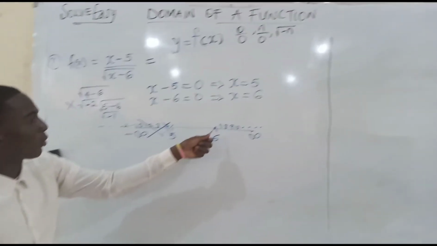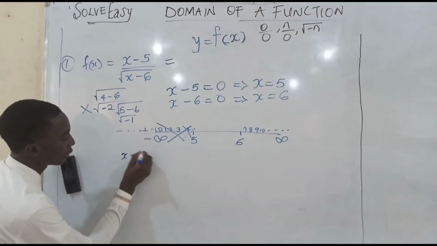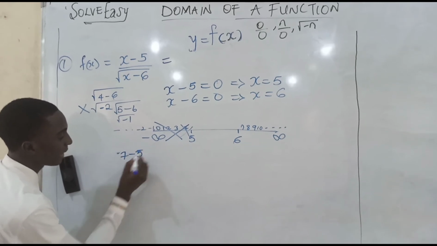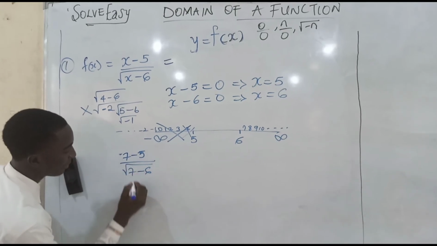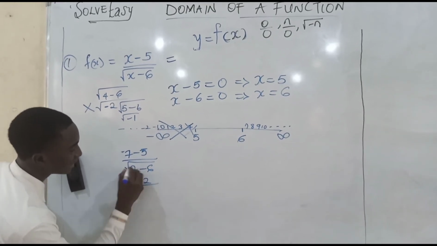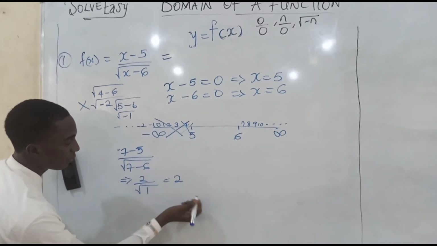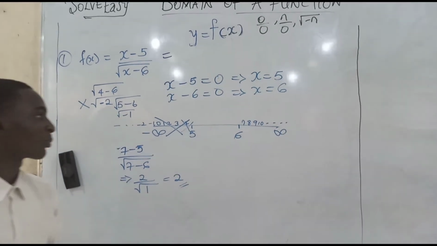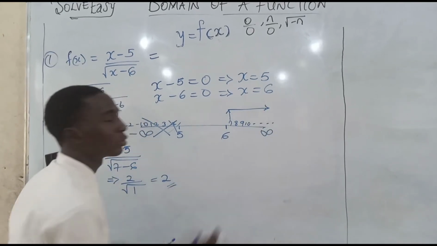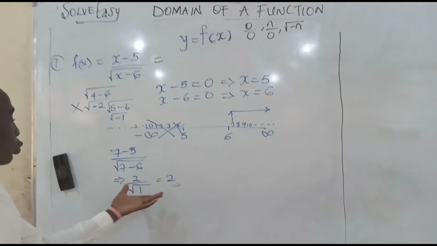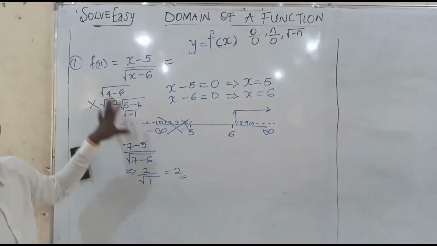Now lastly, let's look for a number after 6. For example, let's plug in 7. I'm saying x minus 5, that is 7 minus 5 over the root of 7 minus 6. 7 minus 5 is equal to 2, and 7 minus 6 is equal to 1. The root of 1 is 1, that is, I'm having 2 over 1, which is equal to 2. Now, we see that from 7 upward, they are the numbers that we can use to substitute for x in this variable. That is, from 7 upward will give us a defined function.